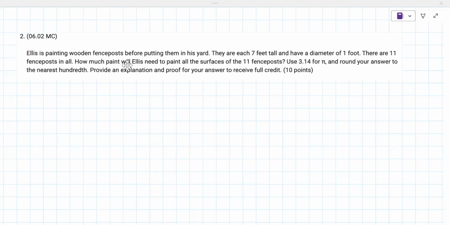Ellis is painting a wooden fence post before putting them around his yard. They're each 7 feet tall and have a diameter of 1 foot. There are 11 fence posts in all. How much paint will Ellis need to paint all the surfaces of the 11 fence posts? Use 3.14 for pi and round your answer to the nearest hundredth. Explanation and proof for your answer to receive full credit.